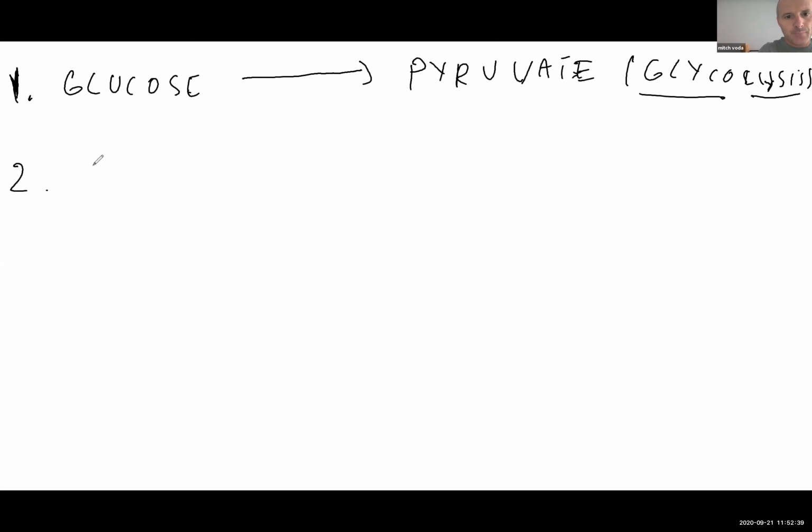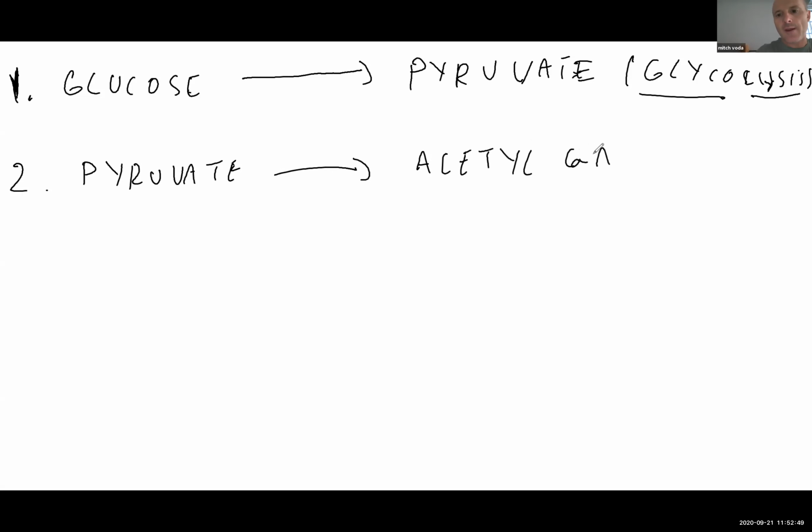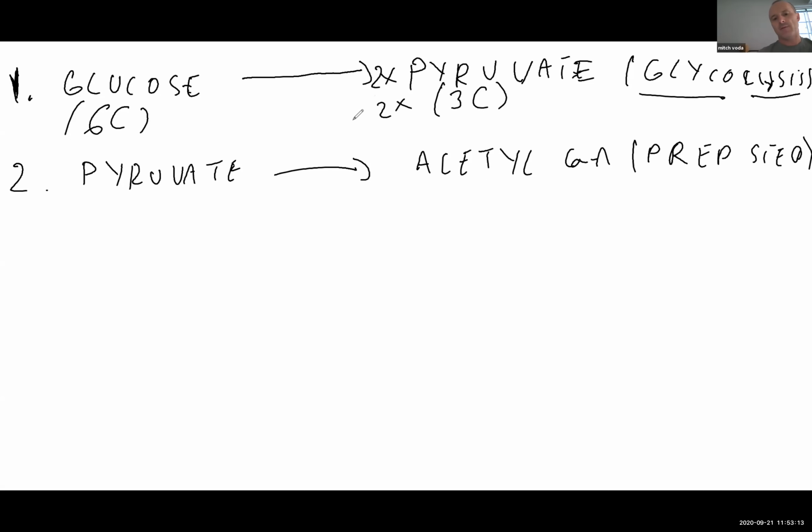Number 2, pyruvate. It's broken down to acetyl-CoA group. This is the prep step. Now let me give you a quick little trick right here so you can understand what happens. Glucose has 6 carbons. As glucose is broken down, it ends up as a 3 carbon. Pyruvate is a 3 carbon molecule. So basically from one molecule of glucose, you end up with 2 pyruvates.